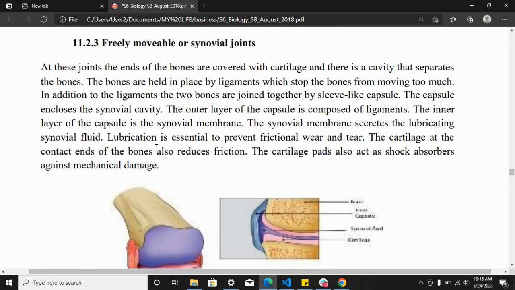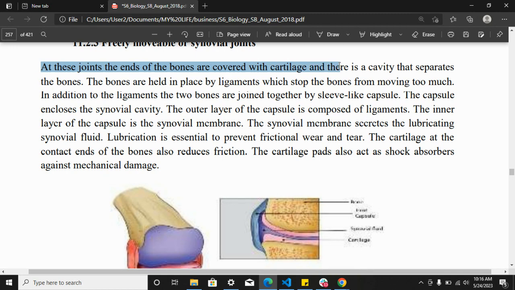So for that freedom to be possible we need lubrication. So what provides it? It is provided by the cartilage we saw above, where each cartilage is attached to the bone on the outside so that we avoid free friction. So at these joints the ends of the bones are covered with cartilage, right? And there is a cavity that separates the bones.